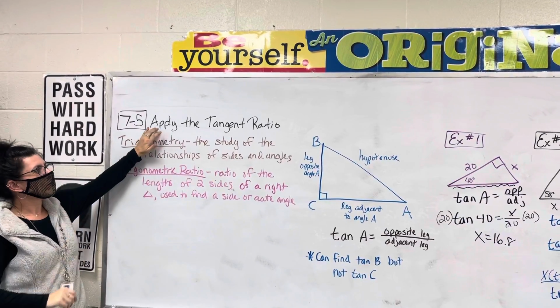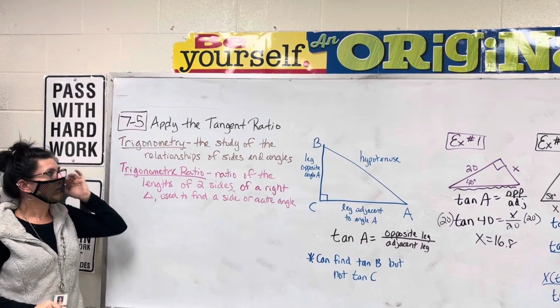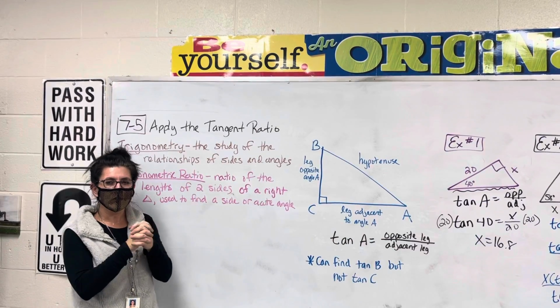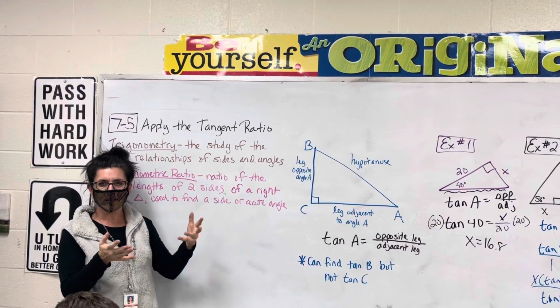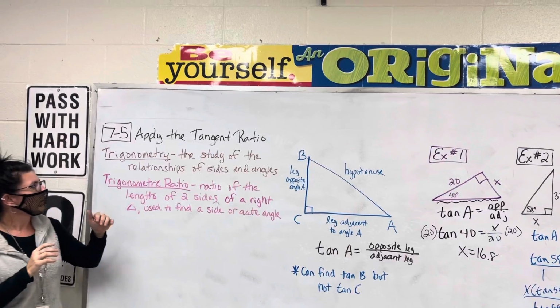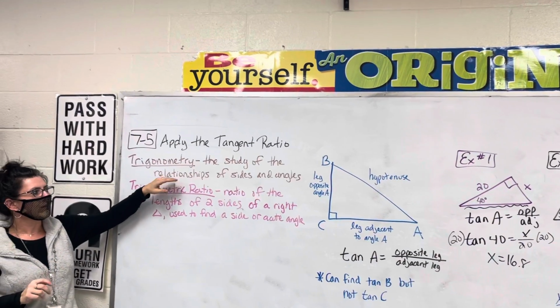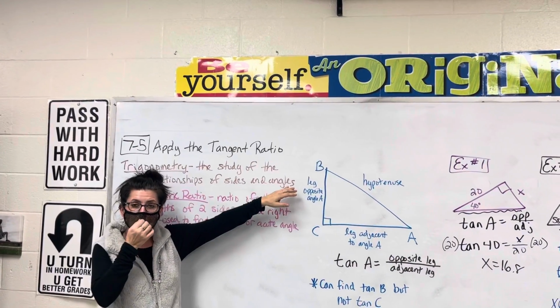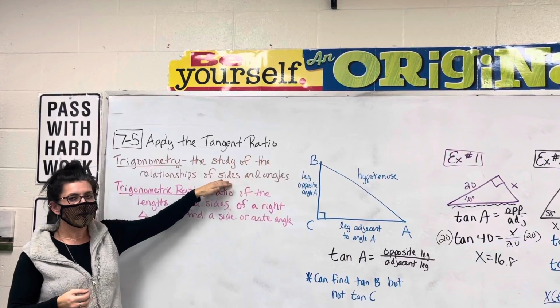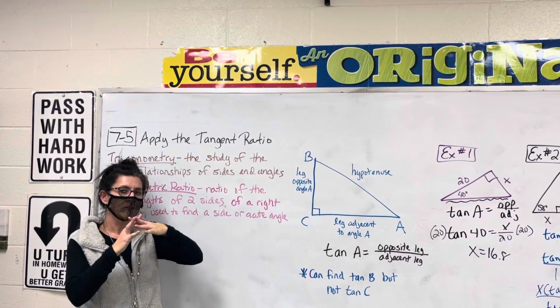Okay, so 7.5, applying the tangent ratio. Today's the first day of trig, and I want you to understand this is just a very basic intro to trig ideas. Trigonometry in general is the study of the relationships of sides and angles. This is new. Normally we've just done sides or just done angles. They don't intertwine until now.